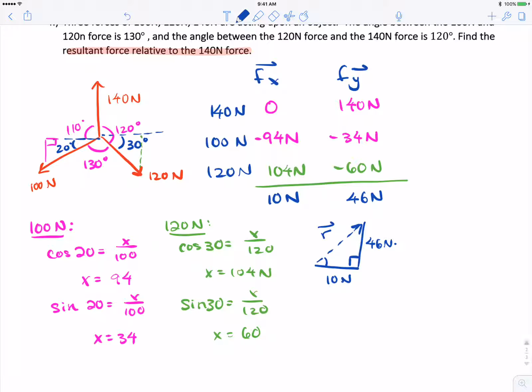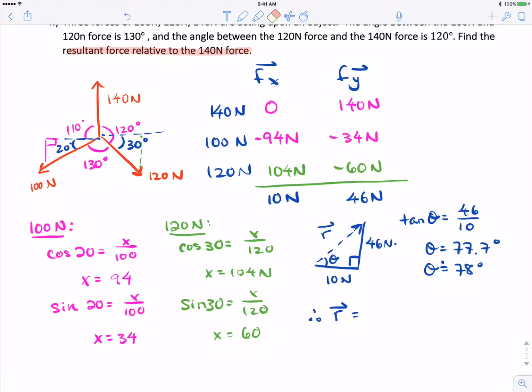Because those are the exact components, if I want that angle, tangent of theta is opposite over adjacent, and inverse tan gives me 77.7 degrees, which we'll say is approximately 78 degrees. Now that's 78 degrees from the horizontal, right? It's going 78 degrees up. So how far is it relative to the 140? 12, right? 90 minus that 78.